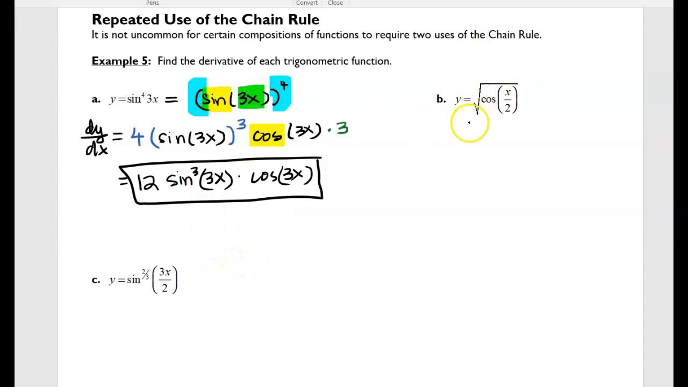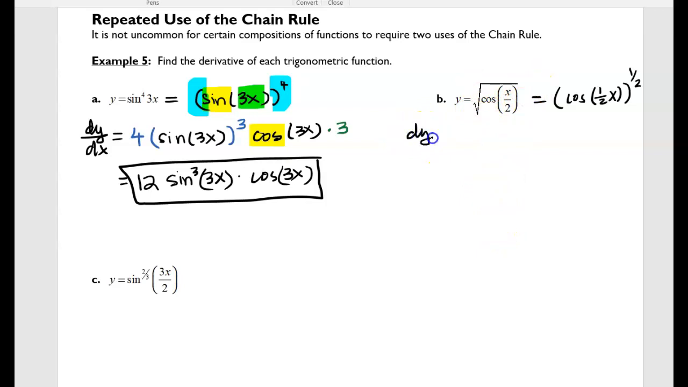Okay, part B, we have y equals square root of cosine of x over 2. So always think about, is there a way to rewrite this before I take the derivative so I can see things more clearly? There is in this case. We want to do cosine of x over 2, or 1/2 x is an easier way to think about that, to the 1/2 power. Remember, radicals are to the 1/2 power.